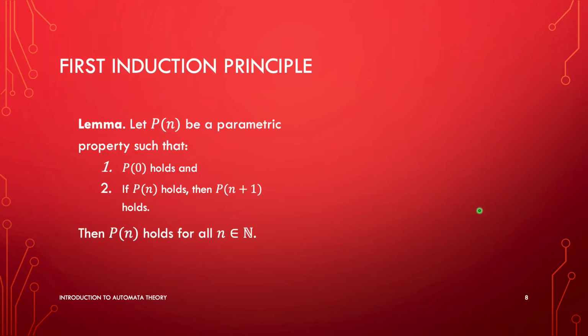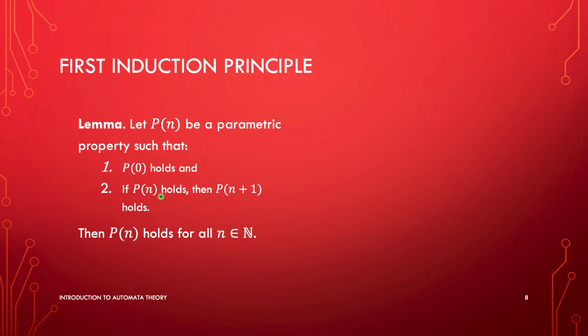So here is how the induction principle looks. I'm formulating this in terms of a lemma, and the conclusion of the lemma is going to be that a property holds for all natural numbers n. And here is when this happens. You have this parametric property p of n that has two properties. On one hand, p of 0 holds, so your property is true for the value of the parameter n equals 0. And on the other hand, you also have this implication being true.